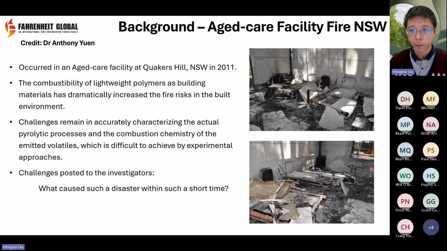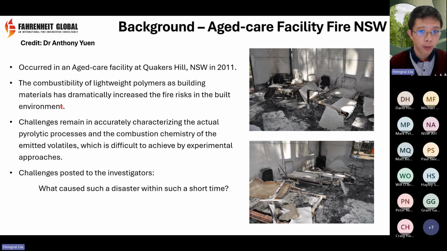At that time, we were approached by FRNSW and New South Wales to conduct a collaboration on the investigation of the fire scene: how did it happen, and why did this fire start and propagate through the whole room in very short time. My supervisor at the time, Dr. Anthony, was assigned this task, and we went into the experiment with FRNSW, and we developed our model to see what was really happening after the scene.